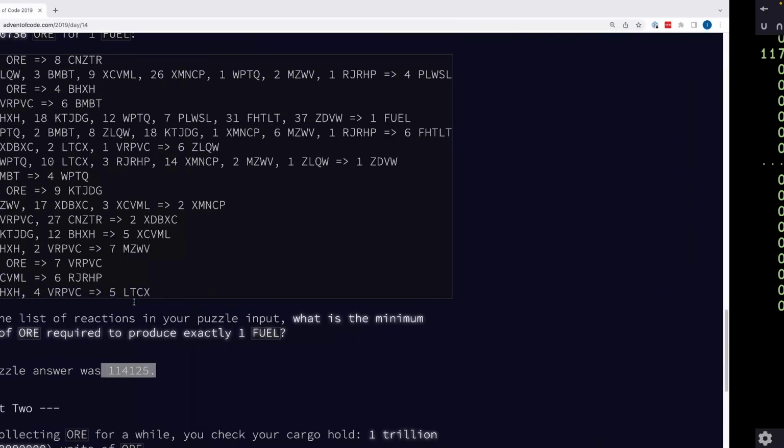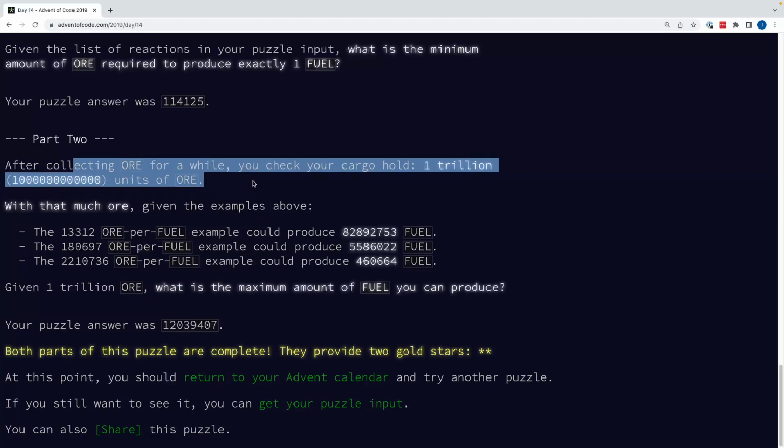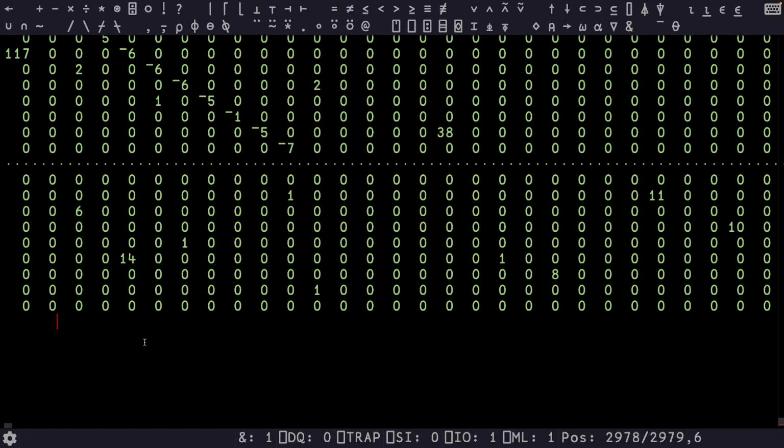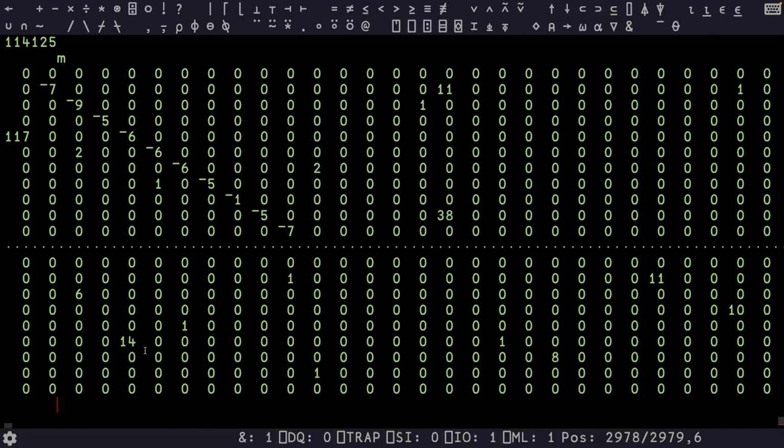Now part 2 is sort of interesting. Part 2 says, after collecting ore for a while, you check your cargo hold and it turns out that you have 1 trillion units of ore. This is equivalent to 1E12, by the way. And the question is, given 1 trillion ore, what is the maximum amount of fuel that you can produce? And now we sort of have this problem because we have a function that tells you the amount of ore that it costs to, well, actually, no, we don't have a function yet. Sorry.